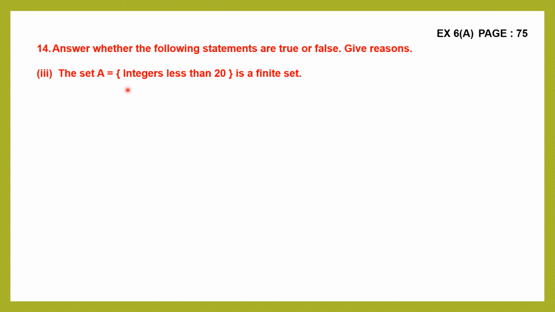Next one, set A is integers less than 20, and it says that this one is a finite set, integers less than 20. So let's see if you have to write the elements of set A. What are all the integers less than 20? We can start with 19, 18, 17, 16, 15, 14. It goes on and on. We can go up to 0. Integers means negative numbers also. -1, -2. This also goes on and on.